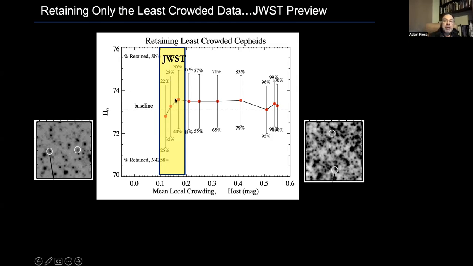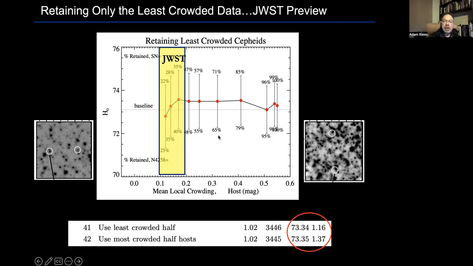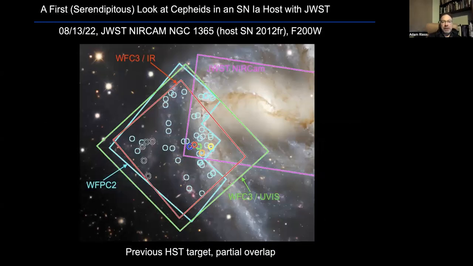Now, when we do that, we see no pull on the Hubble constant. The value we get is very similar to that. However, one more test we did is to use the most crowded half and least crowded half of the data. That has very little effect. But even better than trying to anticipate what the James Webb Space Telescope will give us would be to actually use the James Webb Space Telescope. So we got lucky a few weeks ago.